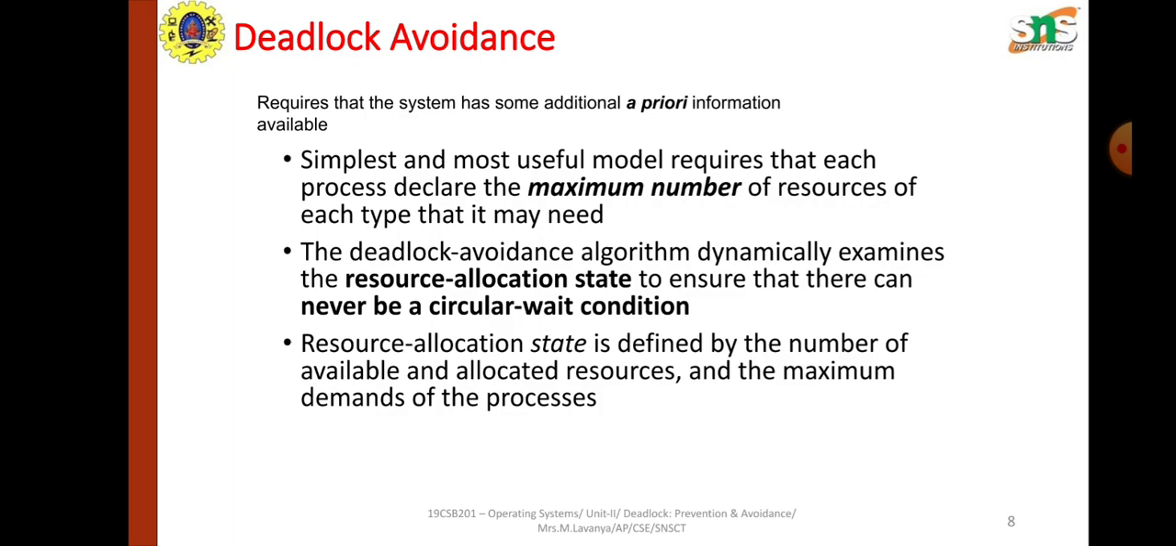And the second one is that the deadlock avoidance algorithm dynamically examines the resource allocation state to ensure that a circular wait condition can never be initiated in that system. And the resource allocation state is defined by the number of available and allocated resources and the maximum demand of that process.